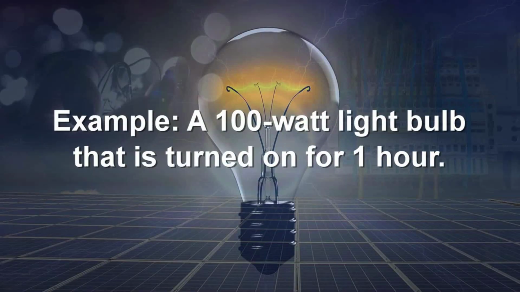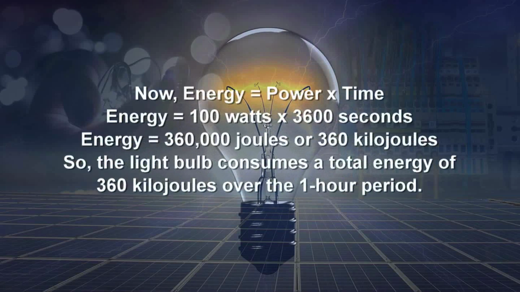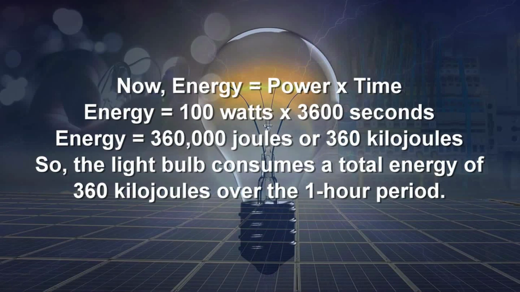To best understand this, let us consider a case: a 100 watt bulb that is turned on for 1 hour. The power rating of the bulb is given as 100 watts, which means it consumes 100 joules of energy per second. The time for which the light bulb is on is 1 hour, which is equivalent to 3600 seconds. Using this equation, we can calculate the energy consumed by the bulb. As energy equals power into time, energy is equal to 100 watt into 3600 seconds, which is 360000 joules or 360 kilojoules. So in this example, the bulb consumes a total energy of 360 kilojoules over the 1 hour period. So this is the way the work, power and energy can be related.